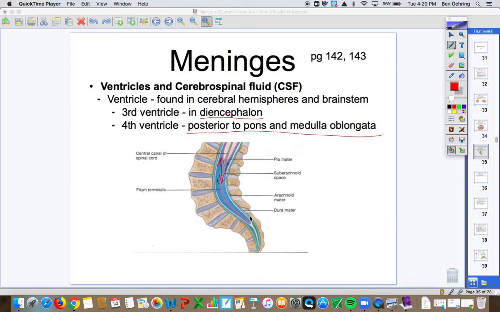Again, you see your different layers. Your dura mater on the outside, arachnoid mater inside of that, and your pia mater is connected directly to your spinal cord. So again, between your pia mater and your arachnoid mater, you have your subarachnoid space. That is where this cerebrospinal fluid goes. But those are your meninges.